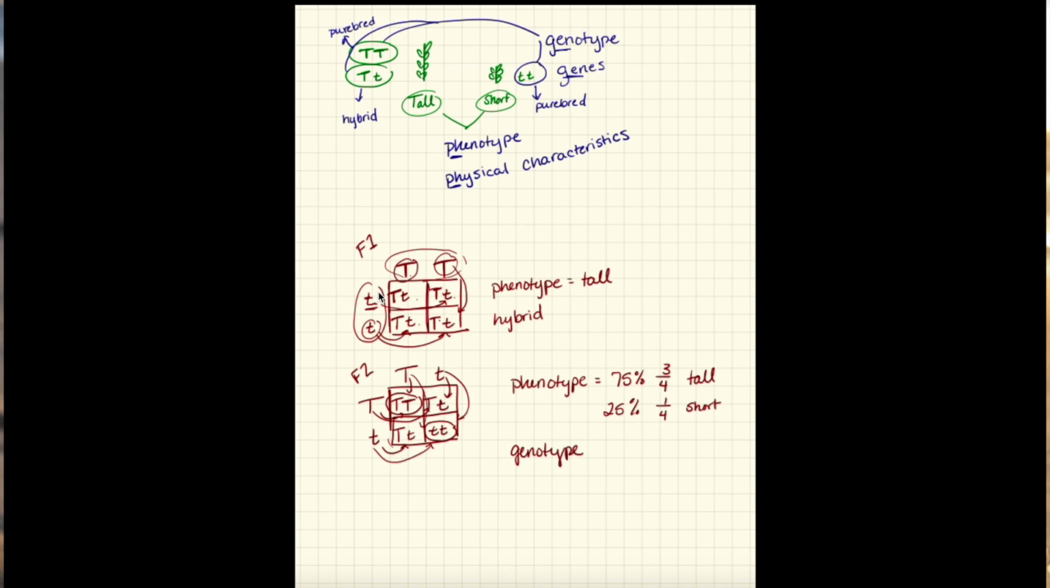The genotypes are 25% purebred tall. That's capital T, because there's only one that's purebred tall right here. And then you've got 25% purebred short. That's lowercase t. And then you've got 50%, because it was 2 out of 4 or 1/2, hybrid. And both of those hybrids, remember, their phenotype is going to be tall because that dominant gene is present.